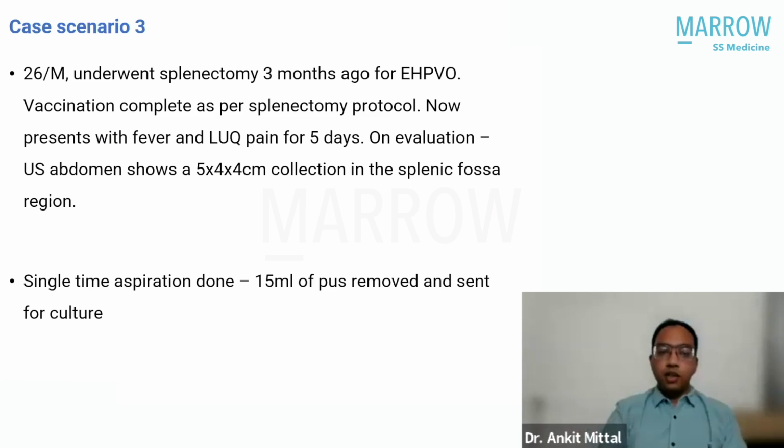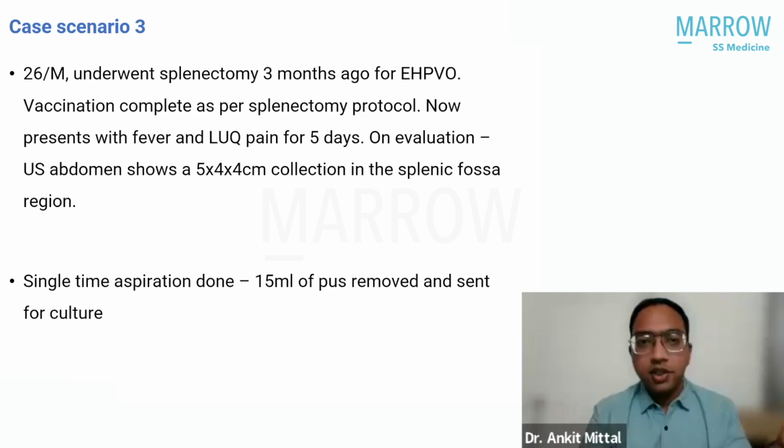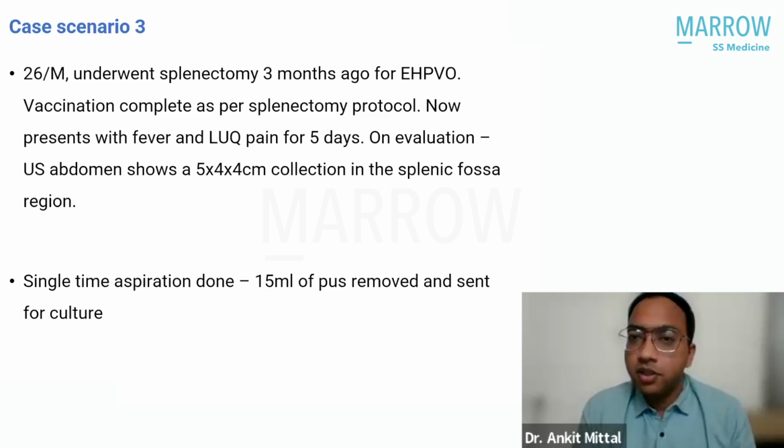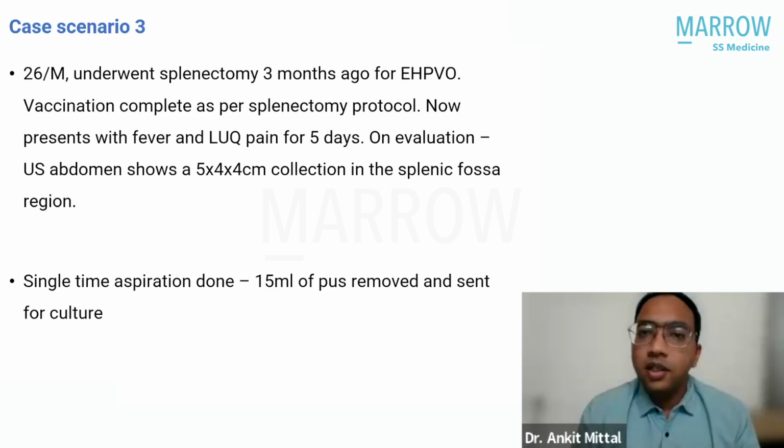Now, coming to case scenario 3. We have discussed pan-sensitive E. coli, ESBL E. coli, and carbapenem-resistant Enterobacteriaceae. Now coming to our third case, and again, all cases are real cases. A 26-year-old male underwent splenectomy 3 months ago at an outside hospital, and he has received his post-splenectomy vaccination. Now he presents with fever and left upper quadrant pain for 5 days, and on evaluation, we see a large 5 by 4 by 4 centimeter collection in the splenic fossa region. So we tap it, 15 ml of pus is removed, and it is sent for culture.